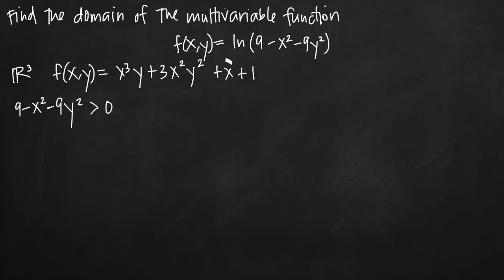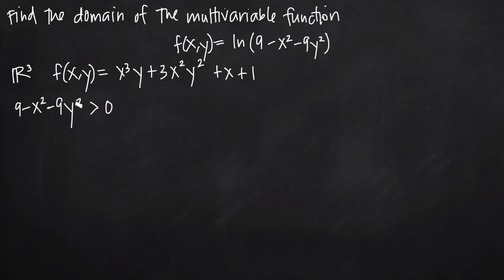If you had a square root in your multivariable function, you would want to take the value underneath that square root sign and set it greater than or equal to 0 to define the domain, because we can't take the square root of a negative number, or at least when we're talking about the domain, we're not interested in imaginary parts of the domain. We only want the real numbers for which the function is defined. So same goes for here. We want this value to be greater than 0.